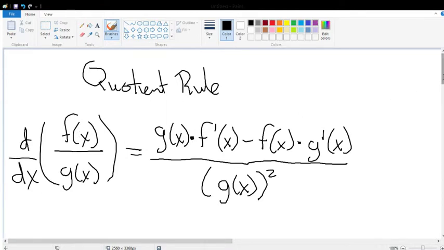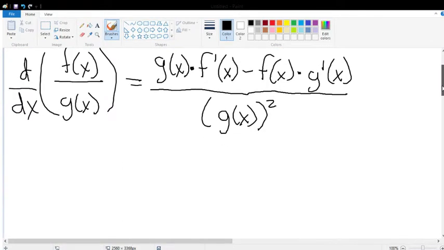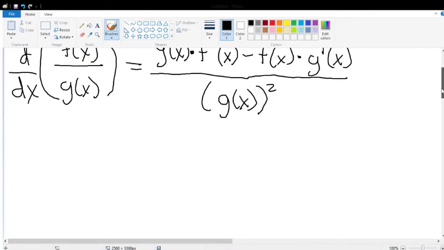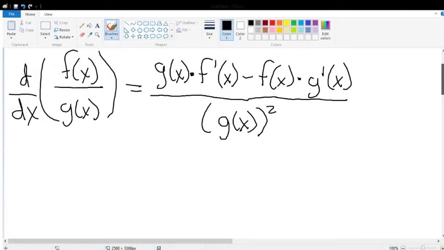And the proof is relatively easy-ish. It's just using the product rule, and then you can prove it from there. The product rule proof is long, but we did that before. I'm not gonna explain the proof right now. Okay, so just ignore that.